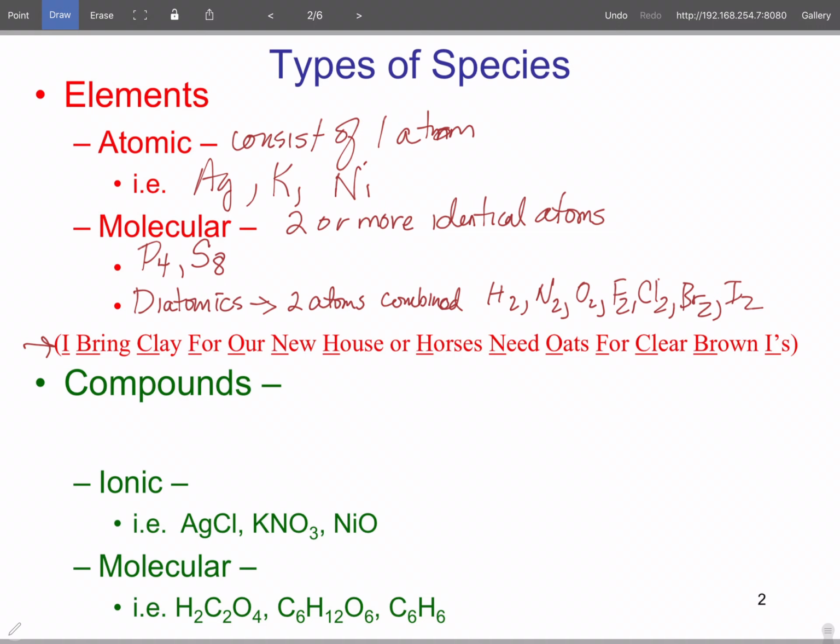And the reason why it's important for these molecular elements is that is considered their elemental state. That's their normal. Okay, so you don't find oxygen as a single oxygen atom. You always find it as a diatomic, which is why when they talk about breathing, they talk about O2, not O.